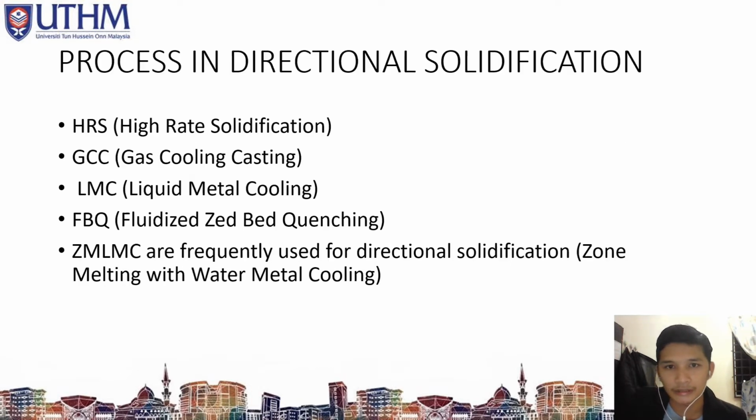Okay, so next are the processes involved in directional solidification. Mostly, the processes involved in directional solidification are HRS, which is high rate solidification, GCC, gas cooling casting, LMC, which is liquid metal cooling, FBQ, fluidized bed quenching, and lastly ZMLC, which is zone melting with liquid metal cooling, which is the most frequently used for directional solidification.